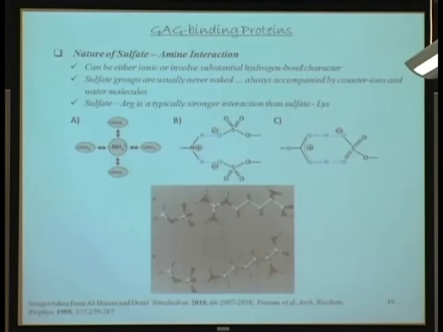Very, very few GAG protein interactions have this sort of an arrangement. Very few. Which is the reason, for the most part, people believe that GAG binding proteins interact with GAGs in a fairly non-specific electrostatic manner.